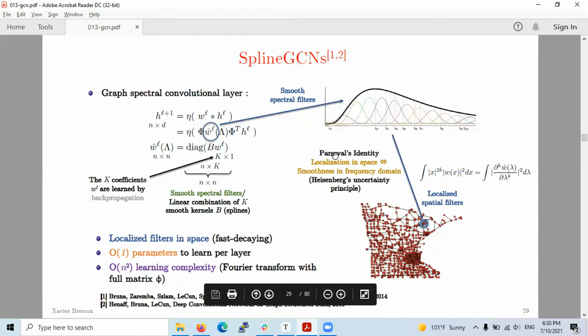What I've talked about, the smoothness and the width of the signal in frequency and time, is actually part of something called Parseval's identity. Effectively, whenever a signal is localized in time or space, it is spread out in the frequency domain.